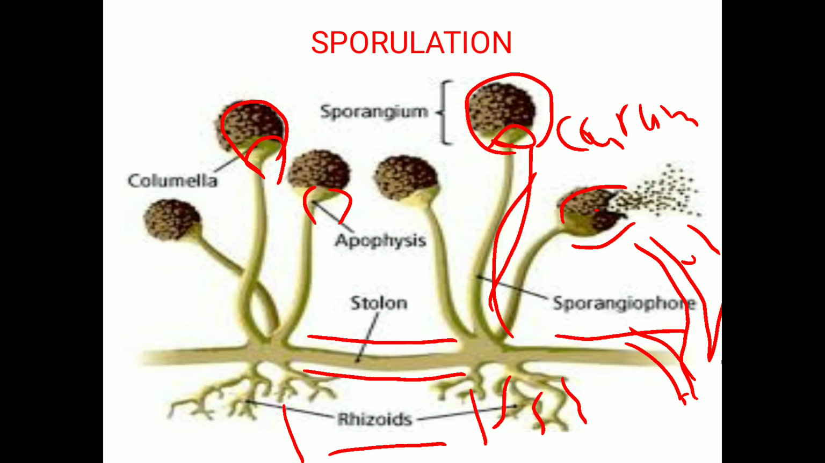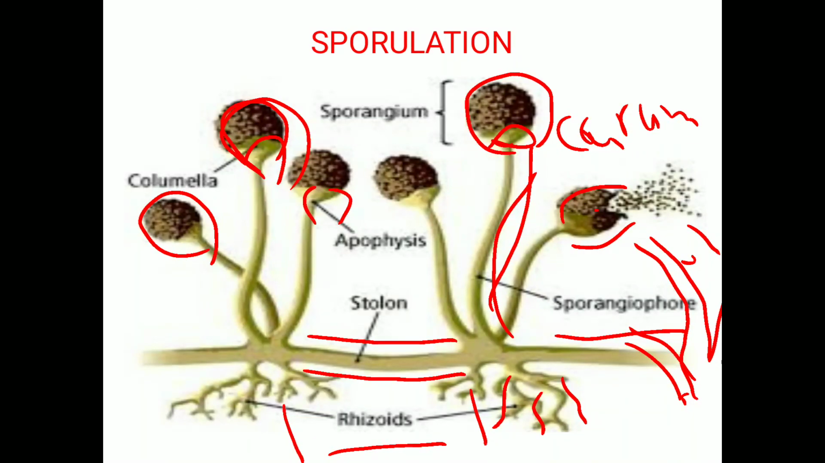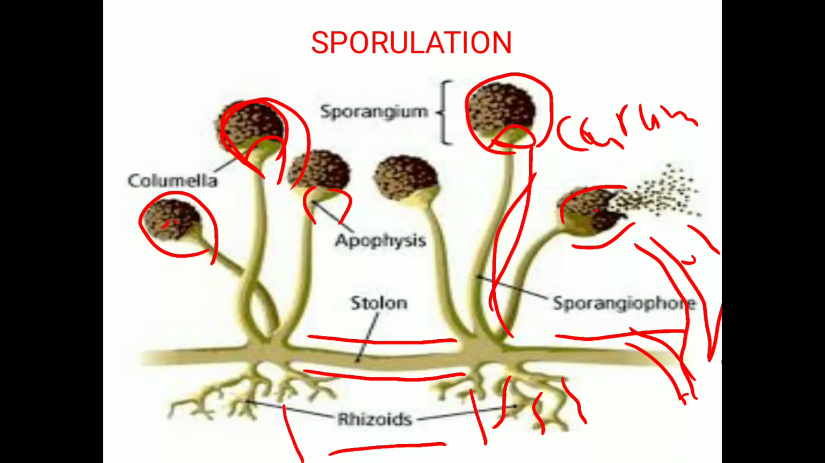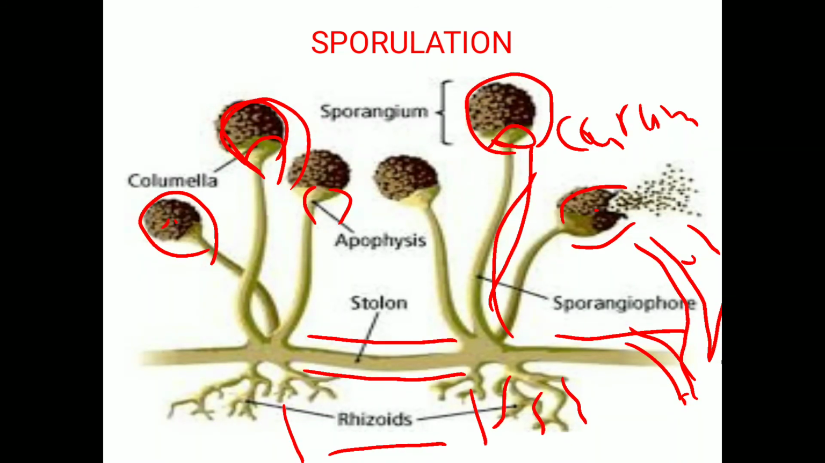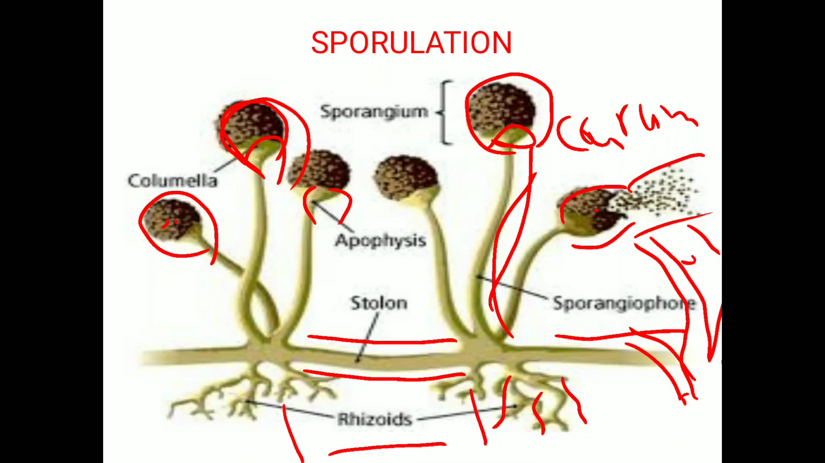So this is about the process of sporulation, that is the formation of the spores. How does sporulation take place? By breaking the wall of the sporangium. When the wall of the sporangium breaks down, the spores present inside the sporangium are disseminated outside. So this is called a sporangium.